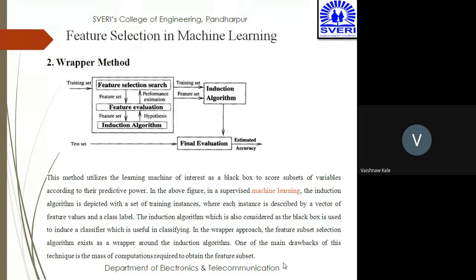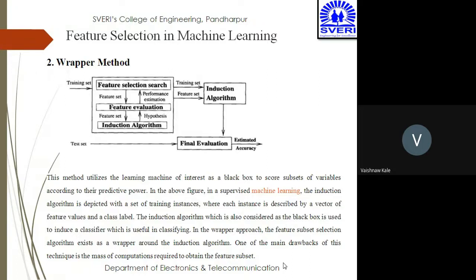This method utilizes the learning machine of interest as a black box to score subsets of variables according to their predictive power. In the above figure, in supervised machine learning, the induction algorithm is depicted with the training set of training instances, where each instance is described by a vector of feature values and class labels. The induction algorithm, which is also considered a black box, is used to induce a classifier which is useful in classifying. So यहाँ पर जो induction algorithm है वहाँ पर क्या use किया गया है? Classifier use किया गया है.